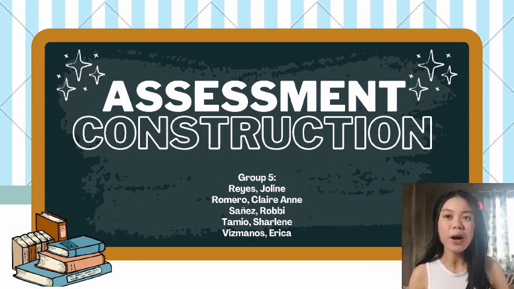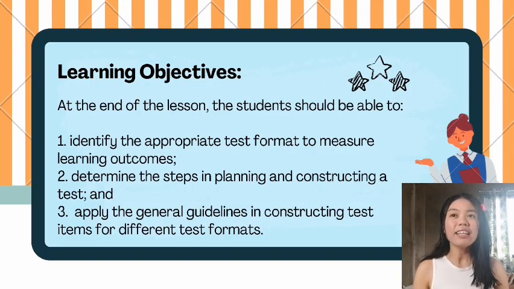Let me discuss to you first the learning objectives. At the end of the lesson, the student should be able to first identify the appropriate test format to measure learning outcomes. Second, determine the steps in planning and constructing a test. And third, apply the general guidelines in constructing test items for different test formats.